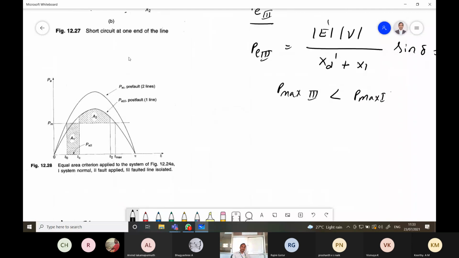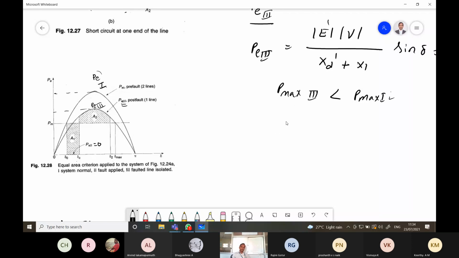So this is the pre-fault, that is number 1, PE1, and during the fault PE2 is equal to 0. Post fault, after the fault, PE3 will be less than PE1. The PE3 curve is less than PE1, therefore the maximum value of the third curve, P max 3, is less than the maximum value of PE1. This is the condition obtained from this graphical representation.